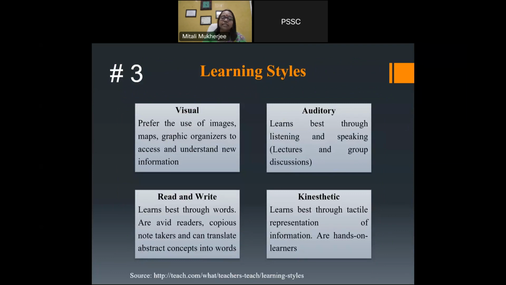Please understand that children have different learning styles. If you teach only in one style, that is, if you keep on giving lecture, only auditory learners in your classroom will learn. In your class, you have 4 types of students. Please understand this. Your 66% students are visual learners. Above 60% are visual learners.